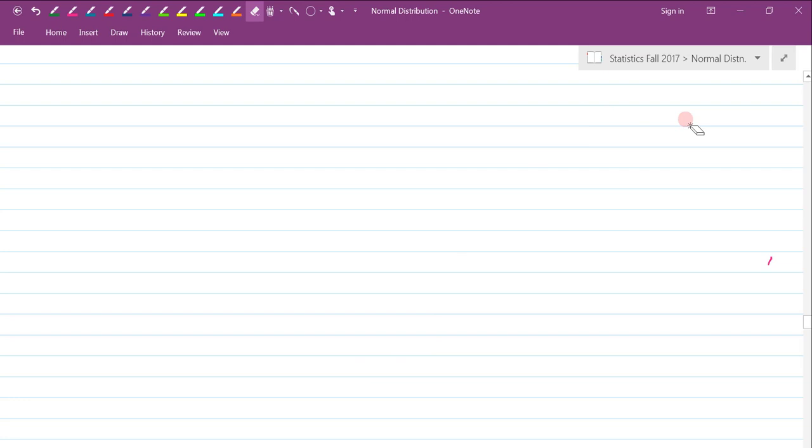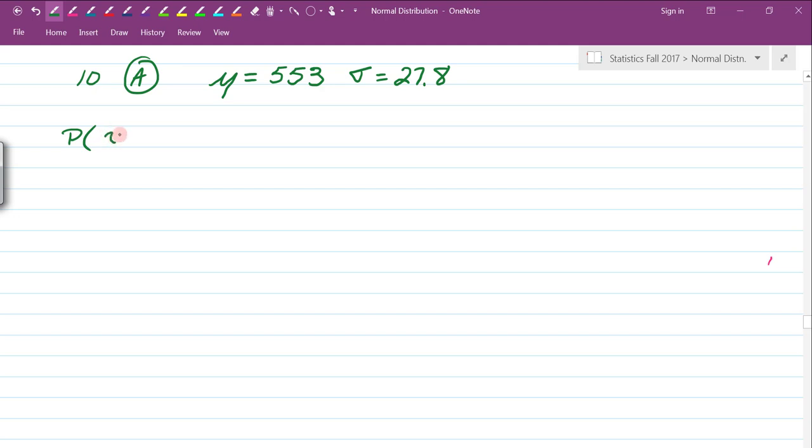So here we go. This is problem number 10, and we're going with part A. We were given that the population average is 553. We were given that sigma is equal to 27.8. And part A says, what's the probability that X, in other words, a student that we choose at random, scores 557 or greater? Remember, it's okay if we leave it as greater than, or if we put an equal sign there. Alrighty, so let's draw a picture of what we're looking for.